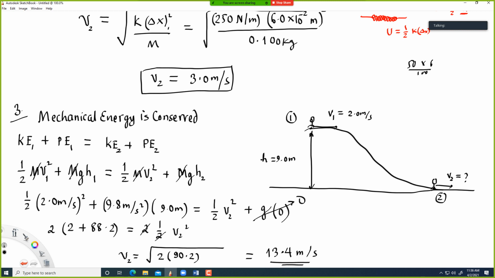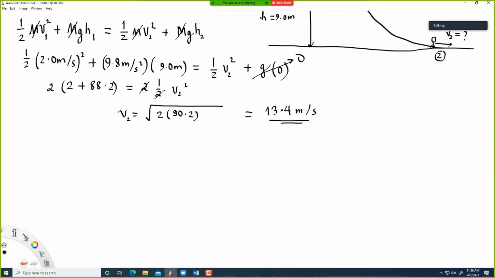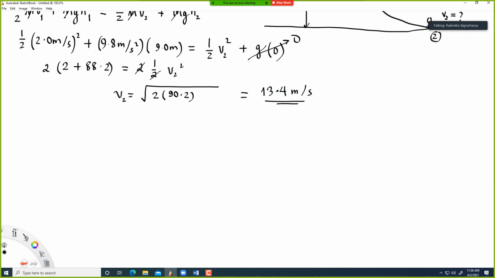Okay, and that's the speed at the bottom of the ramp, or the water slide. So let's look at number 4. Four is exactly the same as this one, a little bit different, but the concept is exactly the same.